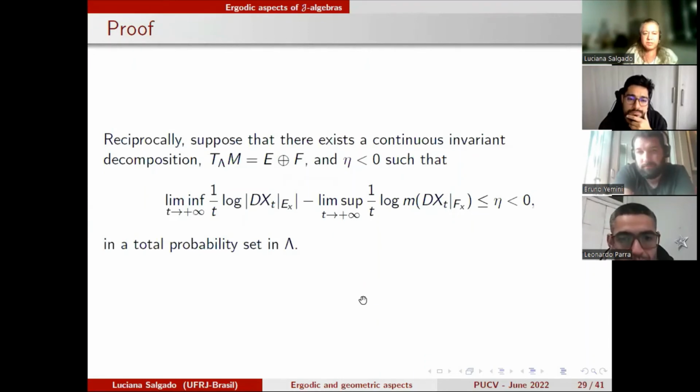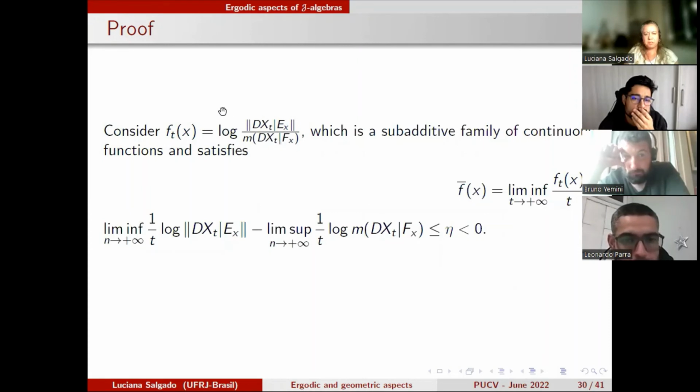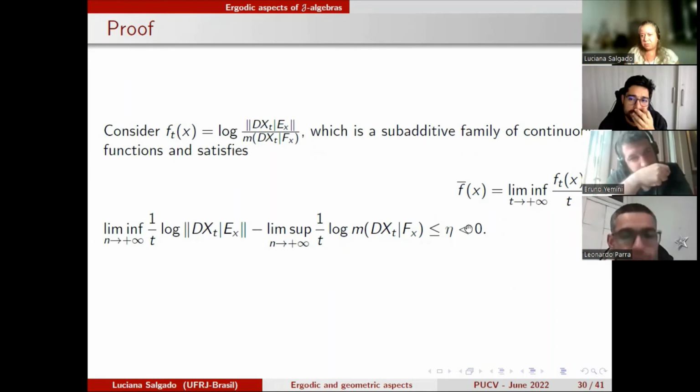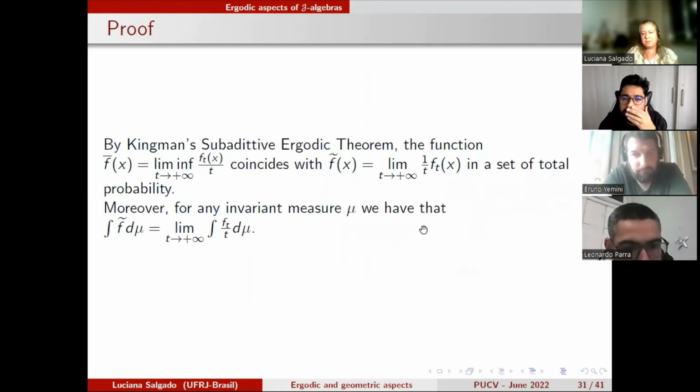So for the converse, we suppose that there exists the continuous invariant decomposition, and the number eta less than 0, satisfying this correlation here in a total probability set. So we consider the subadditive family of functions ft by this one, and we apply the limit of the ratio of ft over t, and we obtain this one. So this is less than 0. And we take the Kingman subadditive theorem, use that this is equal to the limit in a total probability set, and the integral is equal to the limit of this integral.